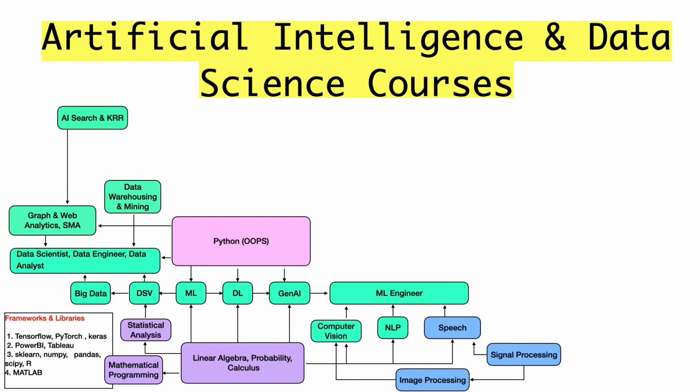And we have artificial intelligence and data science courses. Usually these are studied as a specialization in computer science, or sometimes AI is offered as a separate undergraduate program.